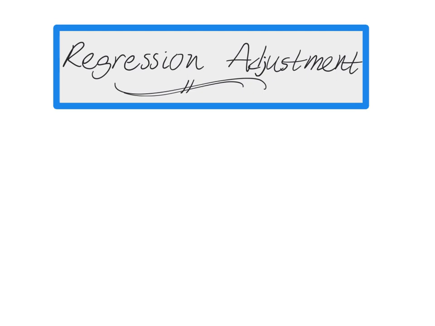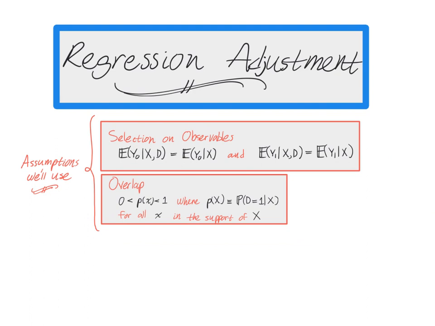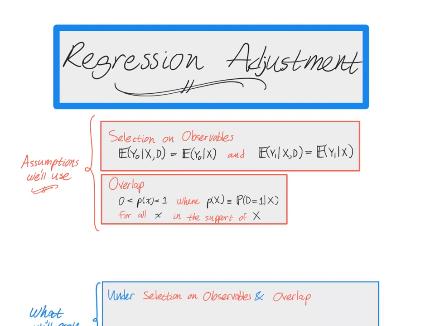Regression adjustment is a method for identifying the average treatment effect of D on Y under the selection on observables and overlap assumptions. It proceeds in 3 steps.